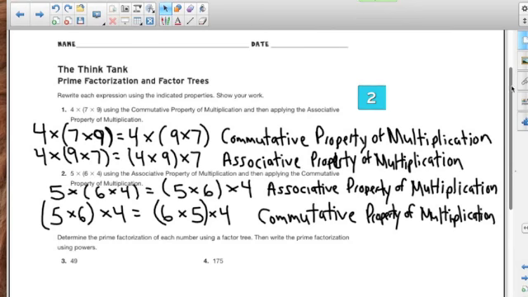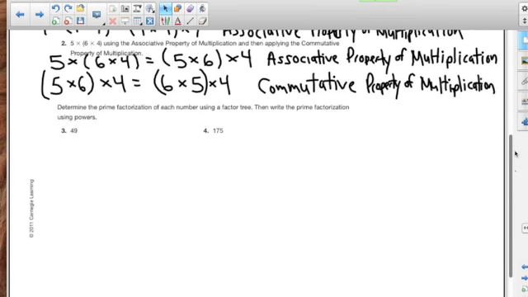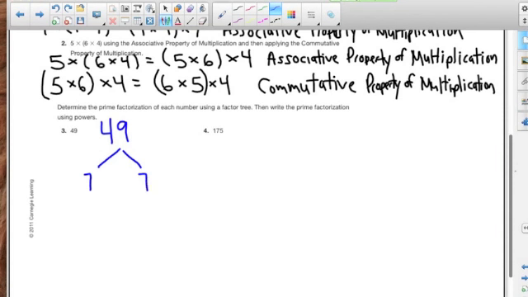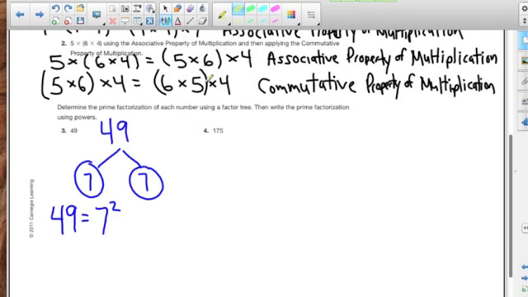After 1 and 2 at the bottom, we needed to do a couple of steps. The first step is you needed to make a factor tree. So 49 breaks down to 7 and 7. Those are prime, so I circle them. A prime number has exactly 2 factors, 1 and the number itself.